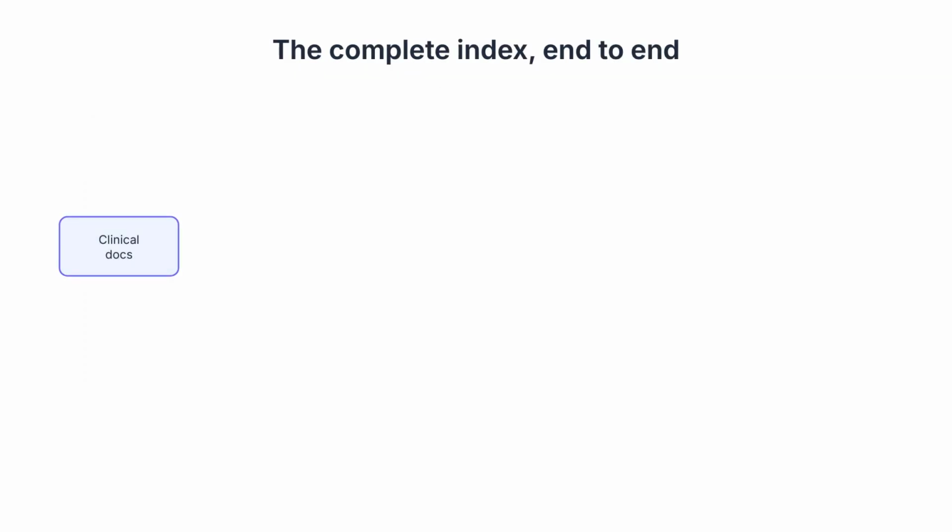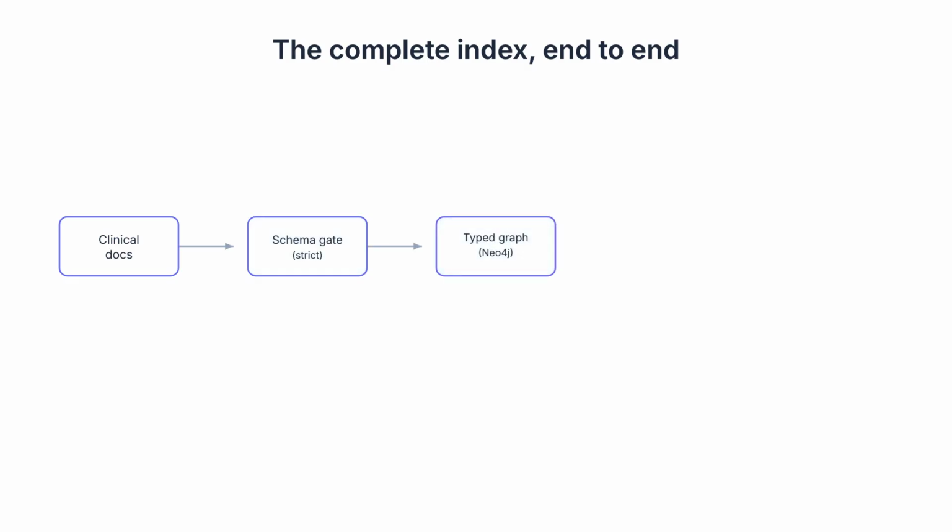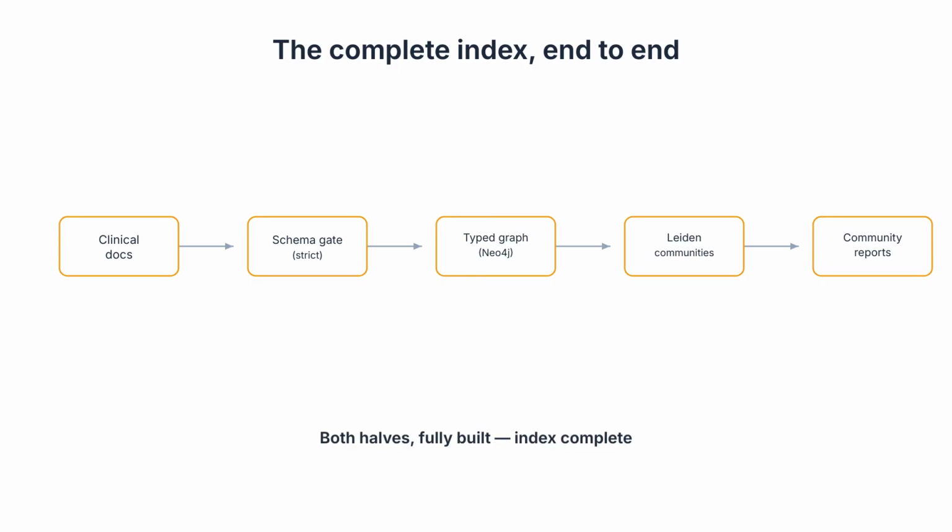Let's zoom out on everything the lab produced. Documents flowed through the schema gate into a typed property graph in Neo4j. Leiden carved that graph into hierarchical communities, and the model pre-wrote 1 report per community. Both halves fully built. Notice we built the index but haven't queried it yet. Module 3 will show how to search these communities locally and globally.